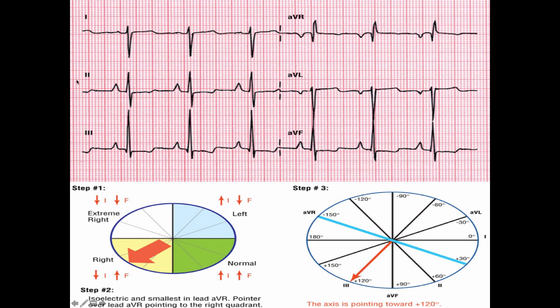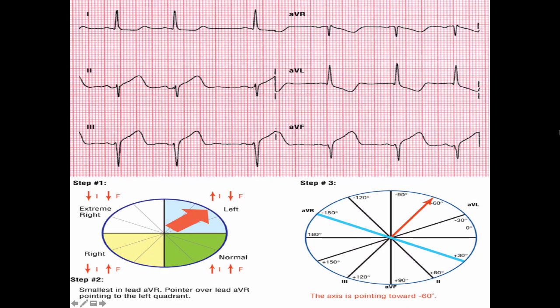In example 2, we've got lead 1 is negative, AVF is positive. We picked our right axis deviation quadrant right down here because 1 is negative, AVF is positive. And then we look and say, well, which one of these complexes is the smallest in amplitude, top to bottom? And that looks to be AVR. So we're going to draw this really thick line. We're going to draw a line through AVR. So now AVR is my isoelectric lead.